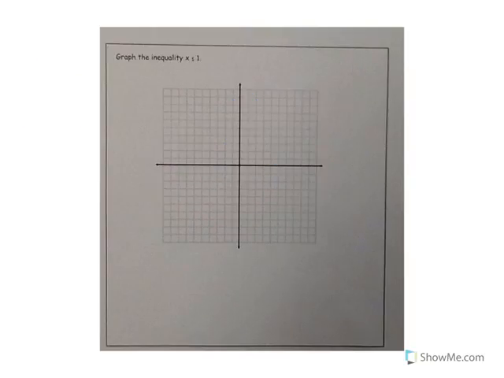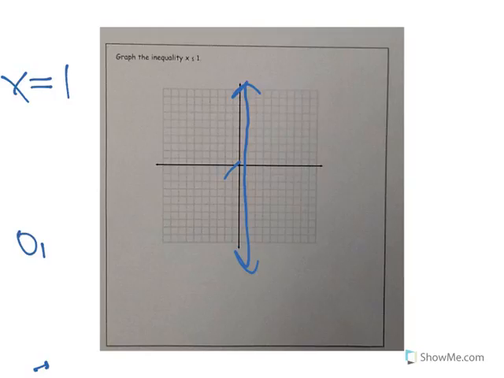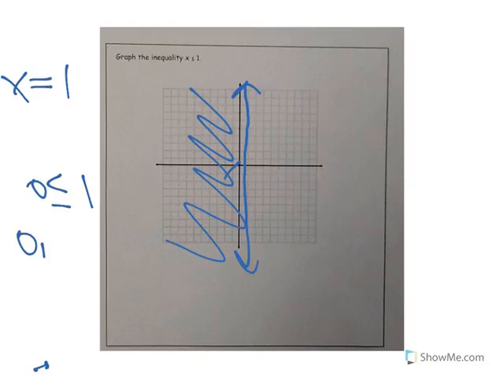Last one here, x is less than or equal to 1. So this time I will get it right, less than or equal to 1. That's going to be x is equal to 1. And now I'm just going to check that 0, 0 point out. Is this true? 0 is less than 1. Yes, that's true. So that means everything on this side is going to be true. And all I did was I checked the 0, 0 point again.